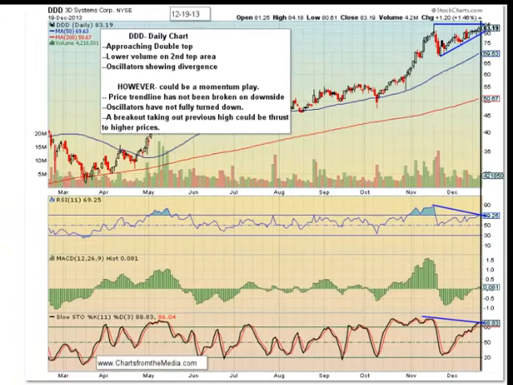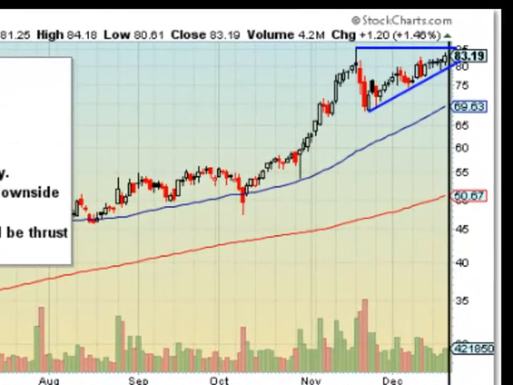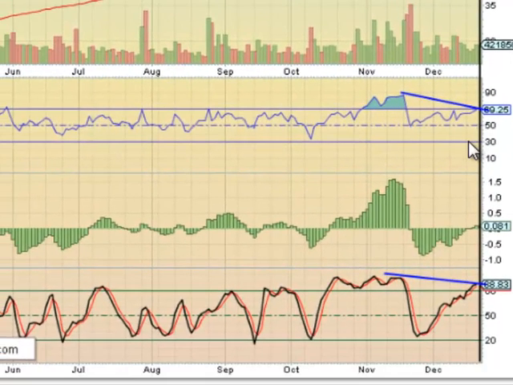Taking a closer look at the price action, this is the daily chart. We're approaching that double top. It has lower volume in that second top area. So here would be the first top, and here is the second top volume. The oscillators are showing somewhat of a divergence, but they have not turned down yet. So on the second top, we have lower highs in both RSI and the stochastics.